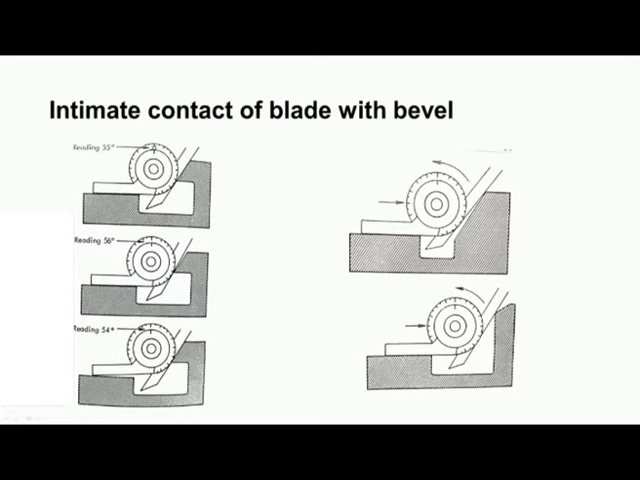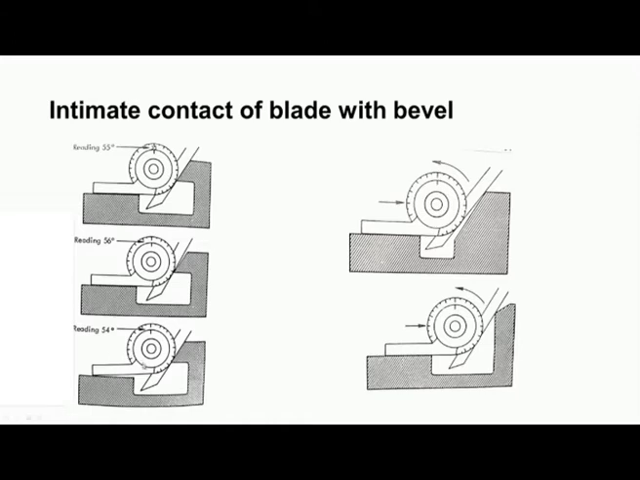You can see here in picture B, we have intimate contact here, but there is no proper contact at this place. So, the reading shown is greater than the actual angle. Here it is showing 55 degree, which is the correct angle. Here it is showing more than 55 degree because of this error.